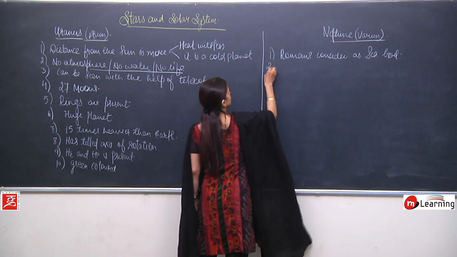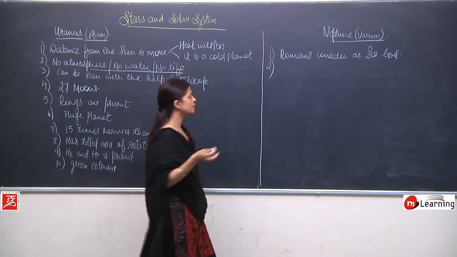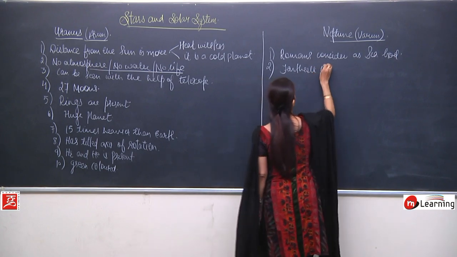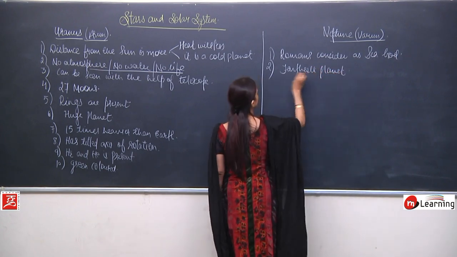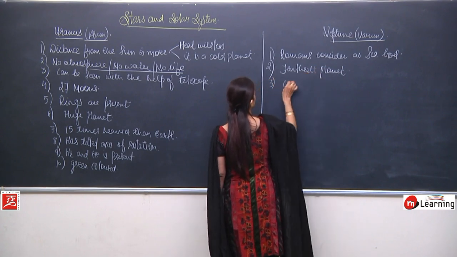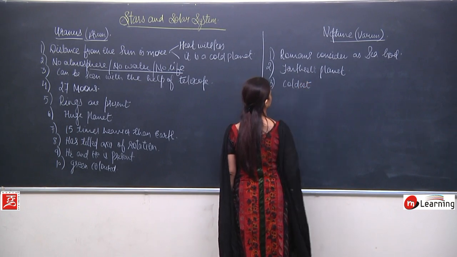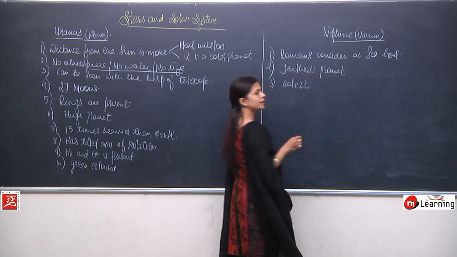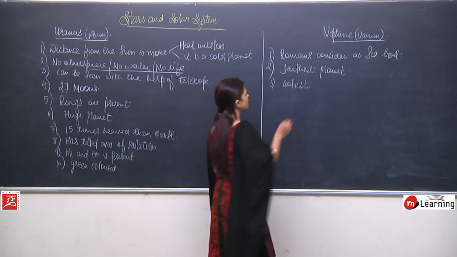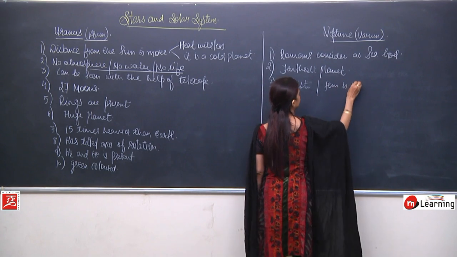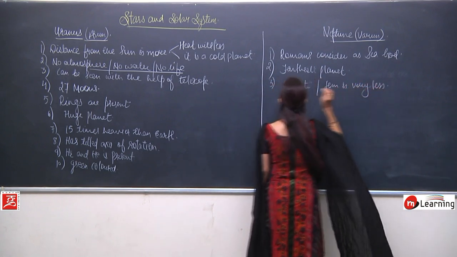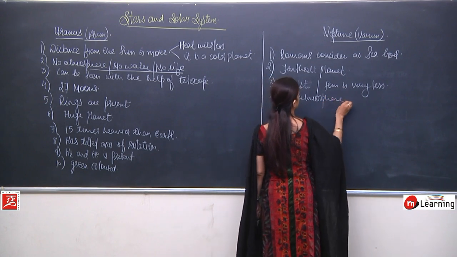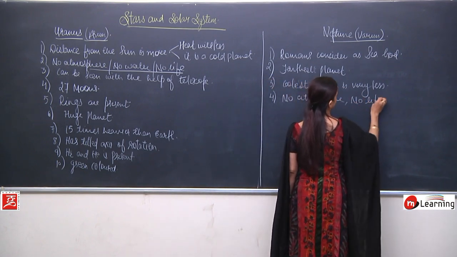Now, it can be seen with the help of a telescope, as it is the farthest planet. Now it is the coldest one, or the coolest one. It is the coolest planet. Okay, so temperature is obviously very low. We all know no atmosphere, no life, no water.